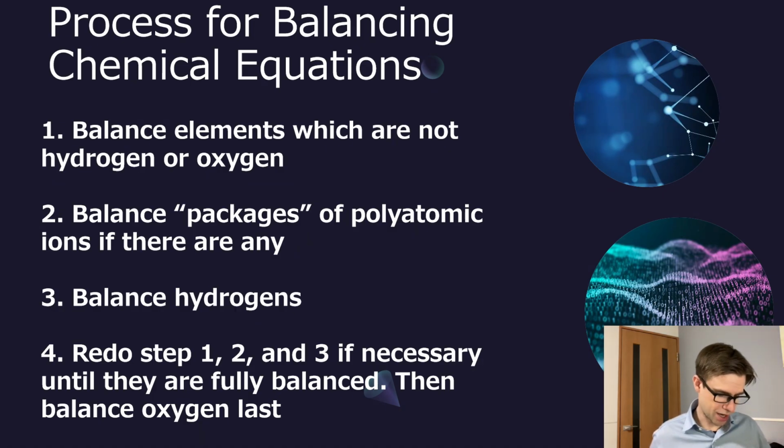Next, balance any hydrogens. Third step. All right, step 4, redo steps 1, 2, and 3 if necessary. Oftentimes when you balance hydrogens, you might throw off some of the previous balancing you did. So just make sure that everything is balanced up to step 3. So step 5, then balance oxygen last, especially if you know that there's O2 in the equation. Something's combusting maybe, or oxidizing with O2. You can change the particle or the mole number of O2 to almost anything you want to make it balanced in the end.